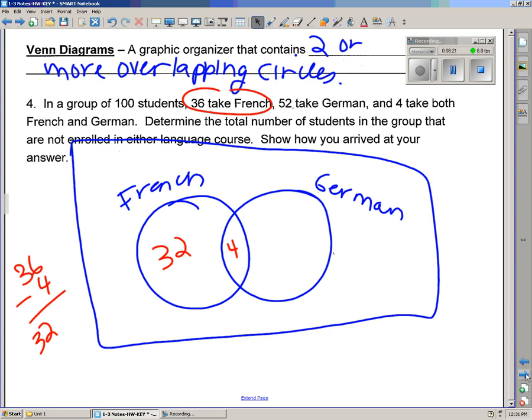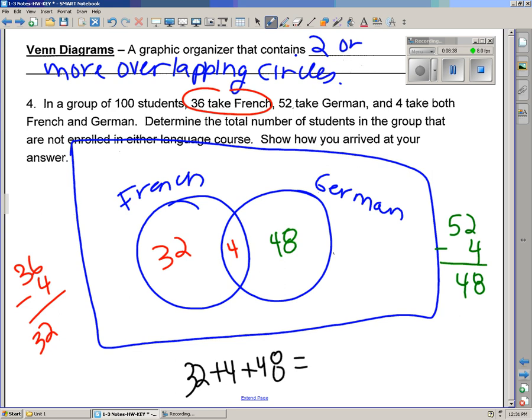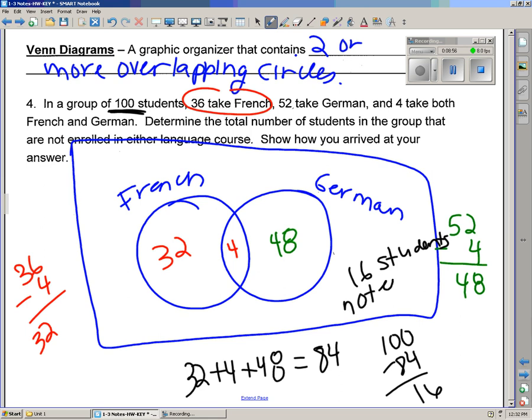For the German guys, I know that 4 are already enrolled. If I subtract out the 4 that are enrolled in both, I end up with 48. So 48 are here. And then I'd say, okay, well, I've got 32 plus 4 plus 48 students already taking a language. That happens to be 84 kids. I know that I'm dealing with 100 to begin with. So if I take 100 and I subtract 84, there's 16 students. I'll put this on the outside. 16 students not enrolled in either course.